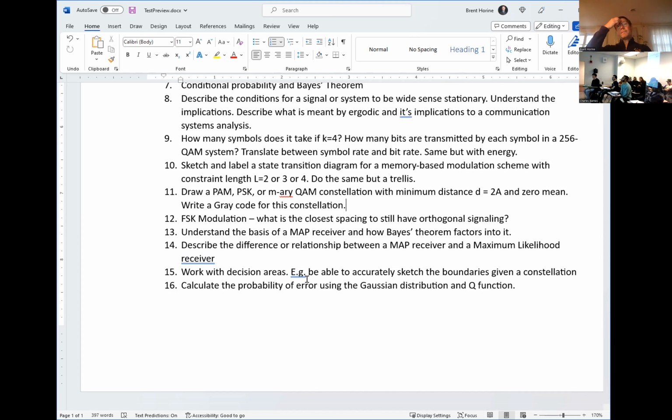And then finally, calculate the probability of error using a Gaussian distribution and the Q function. We did that in one of our last lectures, I think, but it turns out you also did a little bit of a homework assignment on that.